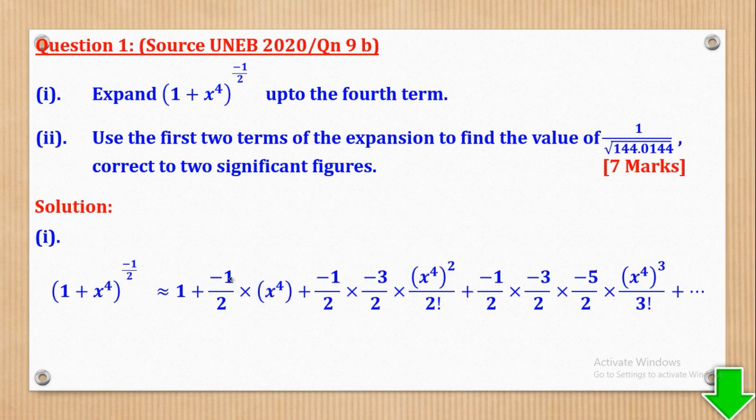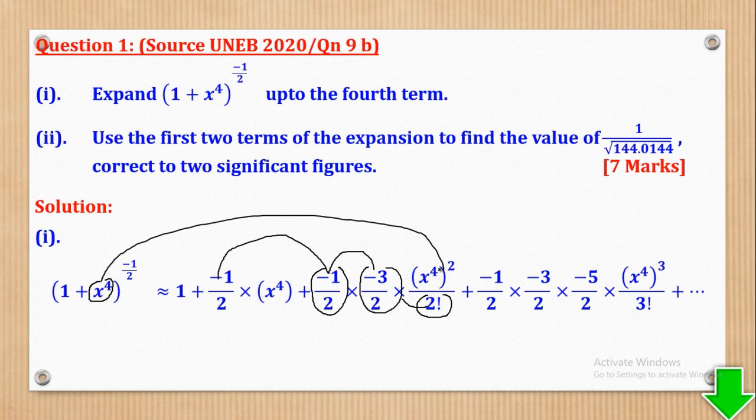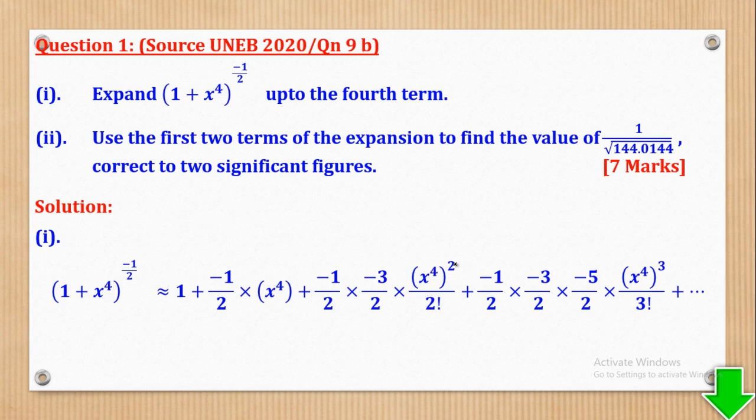What about the third term? Third term means write this power, then again multiply it by that very power minus 1. So when I say negative a half minus 1, I'll come up with negative 3 over 2. Then after that, I think you remember that we said divide by 2 factorial, and that 2 factorial is here. Then because this is 2 factorial, the term which is here will be raised to the power 2. That is why you see x^4 in brackets, and there is a power 2 there. That is the third term.